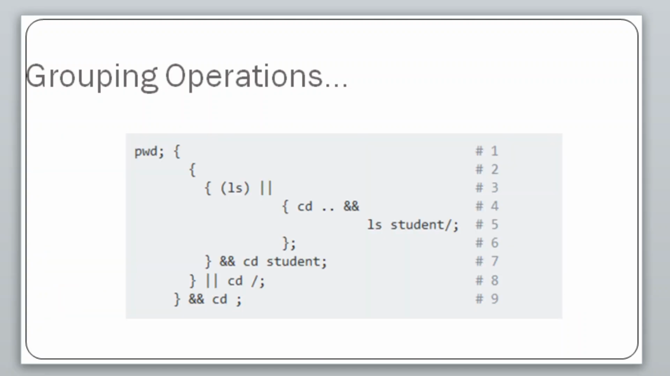So here we have a little chart or example of this. We have a print working directory, and in here we have a curly brace, and then we have another curly brace. So we're saying we want ls to be grouped with these commands here, because these two line up, so all this is grouped together. But we also want this to be part of this as a whole.